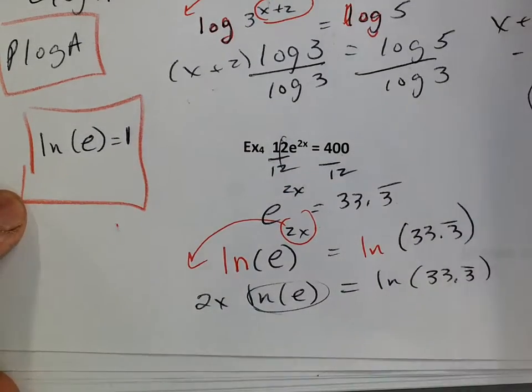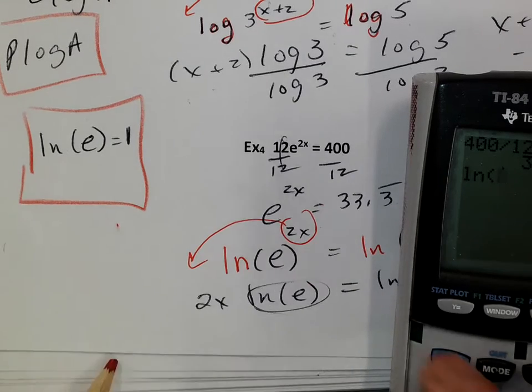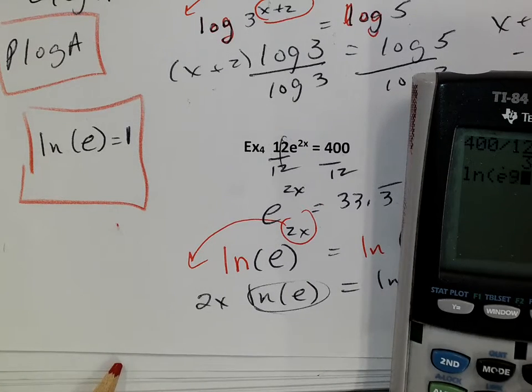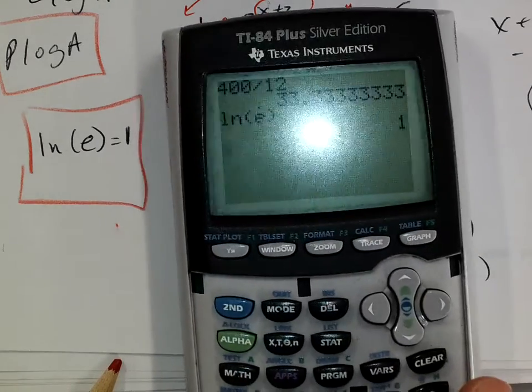You can even try it on a calculator. Don't believe me? Just go ln of e. Ln, check it out. E. Oops. E. Haha. 1. There it is. Ln of e is 1.